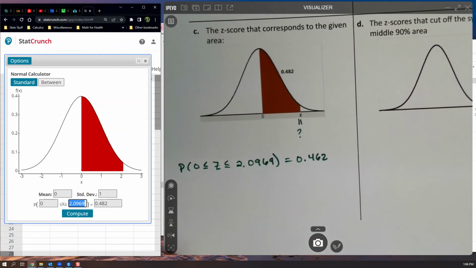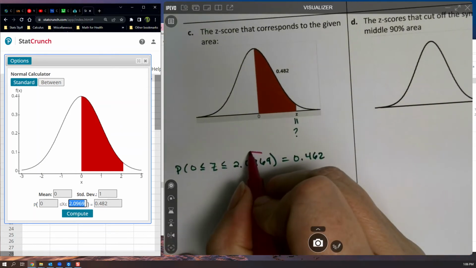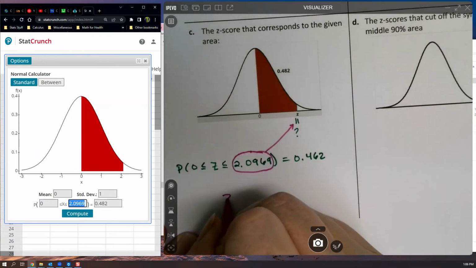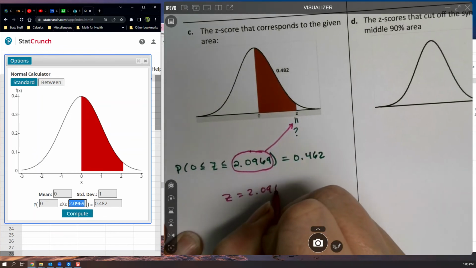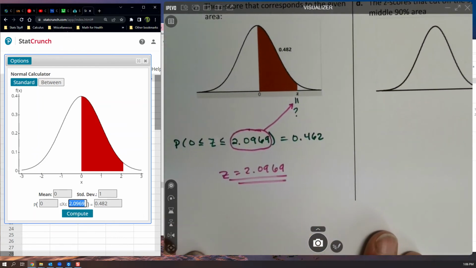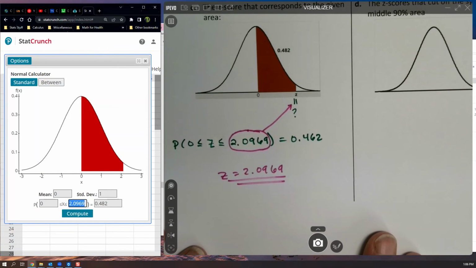The answer we were looking for is this value right here. That is that z value. Isn't StatCrunch a wonderful thing?